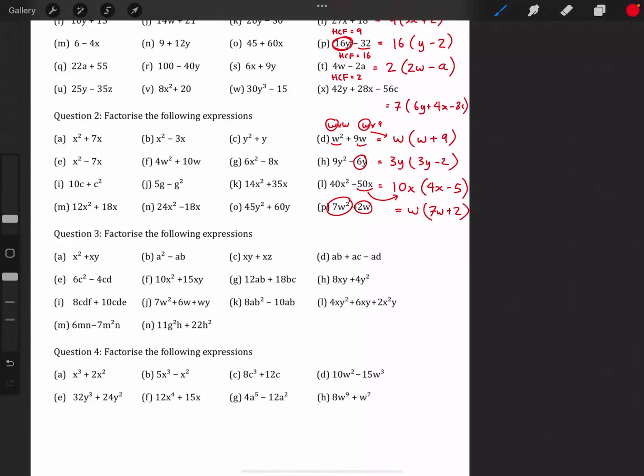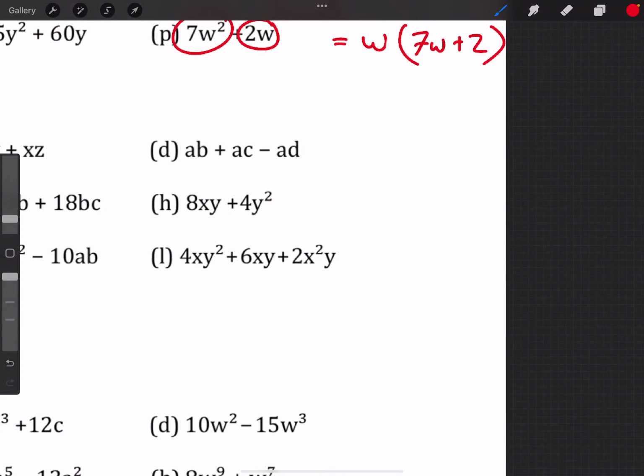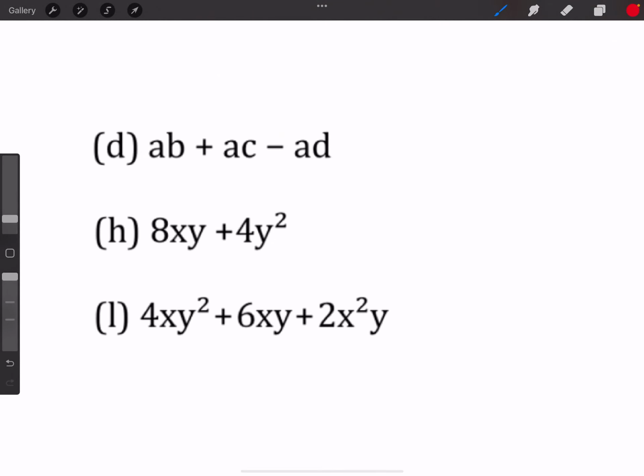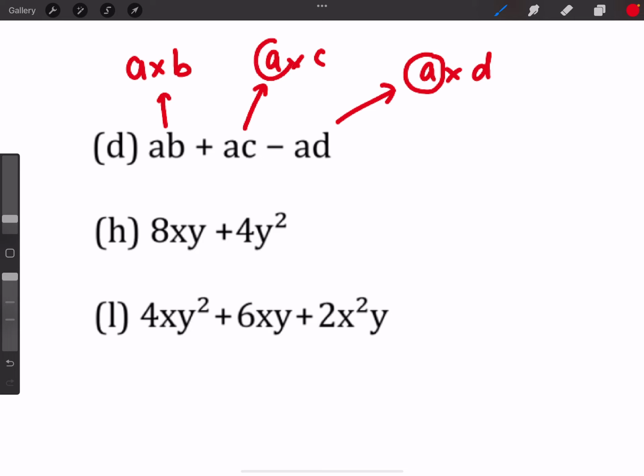Question 3. Factorize the following expression. Let's have a look here. As you can see, this one is a times b. This one is a times c. And this is a times d. What do they all have in common? They have a factor of a. So we can factorize the a out. We can say that's equal to a. Now what's inside the bracket? Let's divide everything by a. Well, you're going to have b plus c and then minus d. There you go.